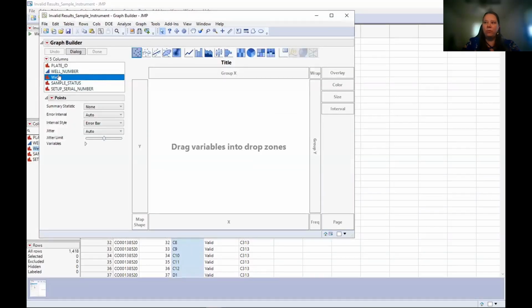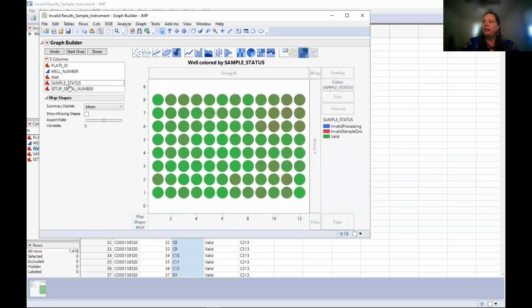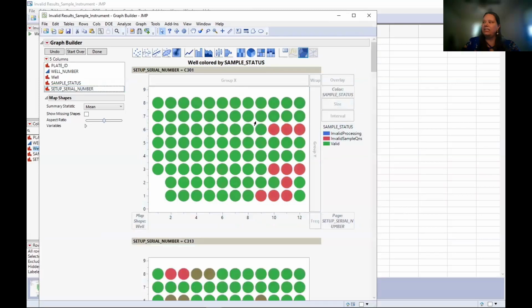I will drag that new column that I just characterized for the shape into map shape. So now you can see that I have a 96 well layout. From there, for the specific analysis, I've dragged sample status into the color and setup serial number into the page. Now I can see, over the number of runs that I have representation from this specific serial number, differing populations are showing up of valid or invalid results.